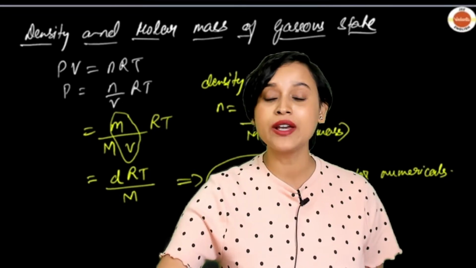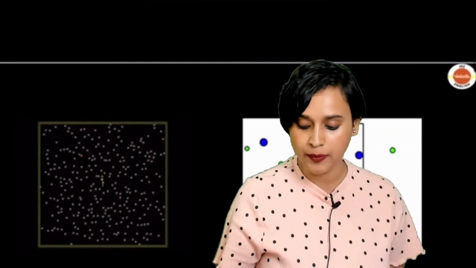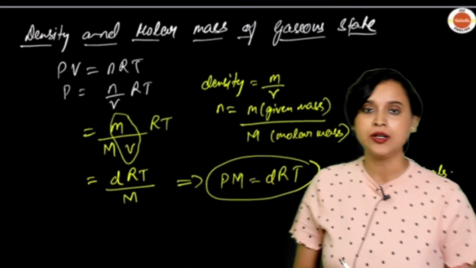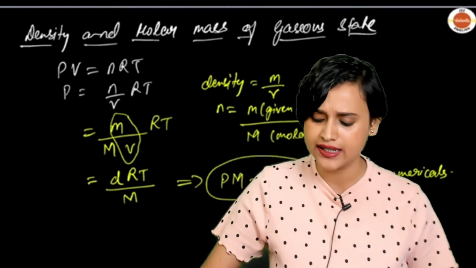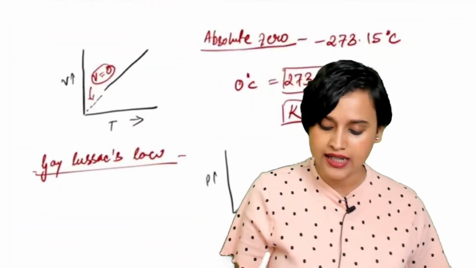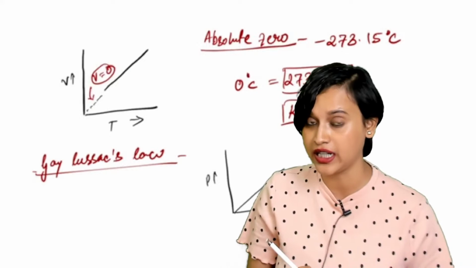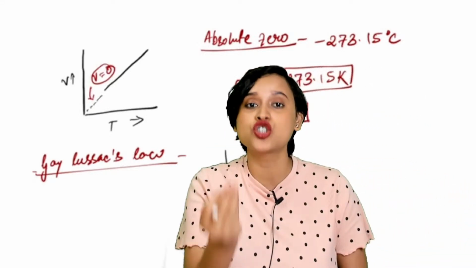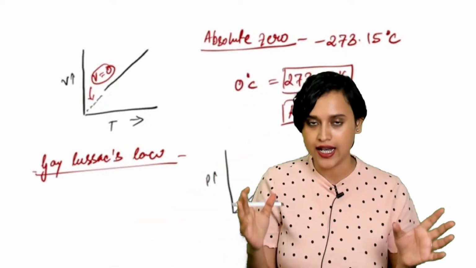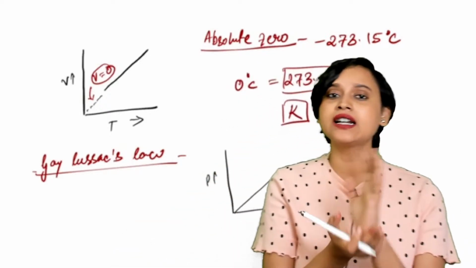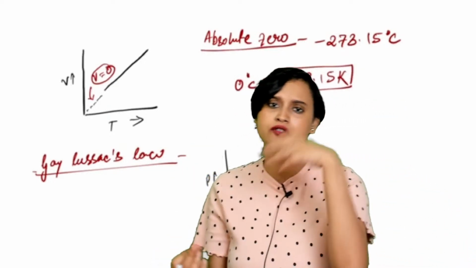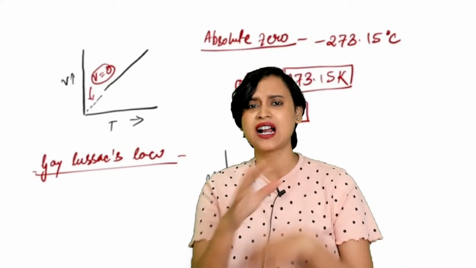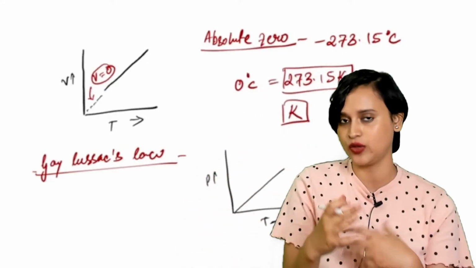Now we go to our next topic, which is Dalton's law of pressure. What is it that Dalton said? Dalton said that the total pressure exerted by a mixture of non-reactive gases... For example, if you have a container, and in that container you have a gas A and a gas B. Both of these gases are non-reactive; they are not reacting with each other.